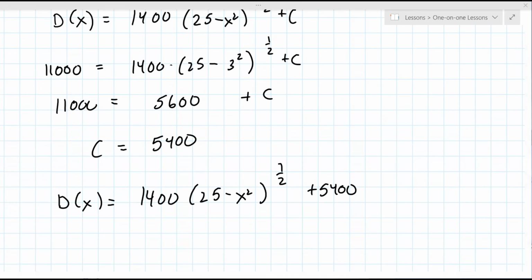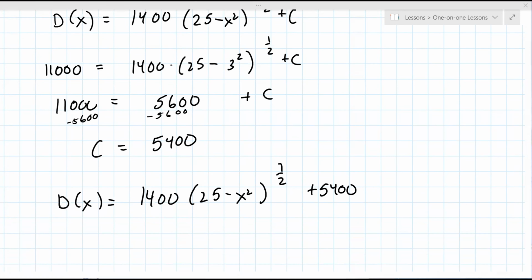Let me see if I can find a couple of quick ones here. Wait, how did you get 5,400? Just subtracting that to the other side. Subtracting the 5,600 from 11,000? Yes. Yep. Okay.